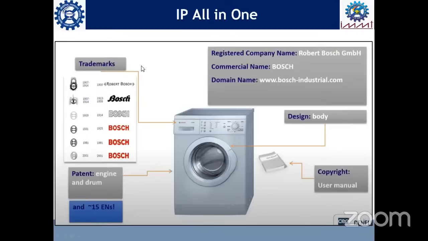And idea reflecting the quality and identity. It's a Bosch company's washing machine. Likewise, we have LG, Samsung, many others. But it is Bosch. That itself reflects the company's brand. So it's a trademark. And the technical aspects like engine, drum, their efficiency, they all may be protected as patents.